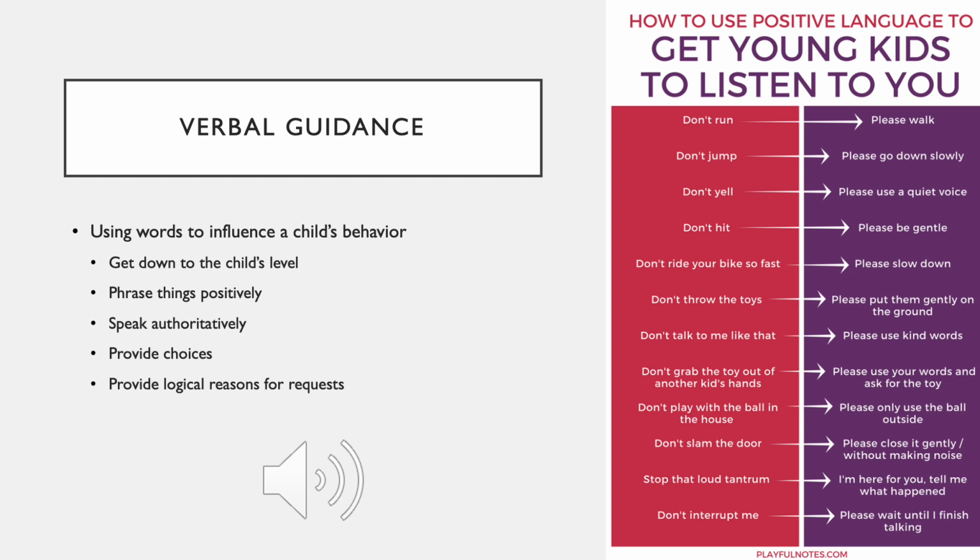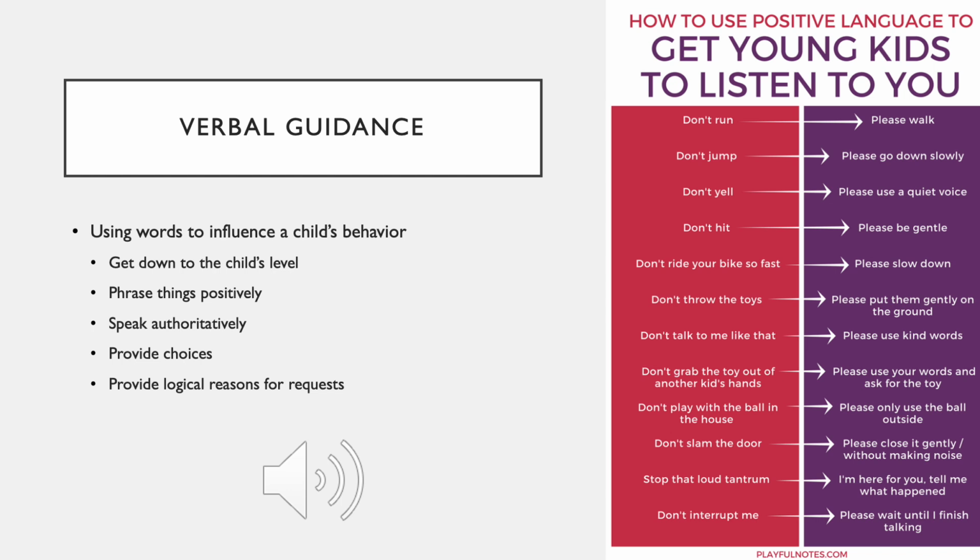I might also say, be gentle. Please be gentle when we're petting the dog, instead of don't hit the dog. So both of those phrases that I can use, I can speak authoritatively, but I want to use positive rephrasing. So those pleases, or what I'd like the child to do instead of what I wouldn't like them to do, is a great way to just easily switch that language.